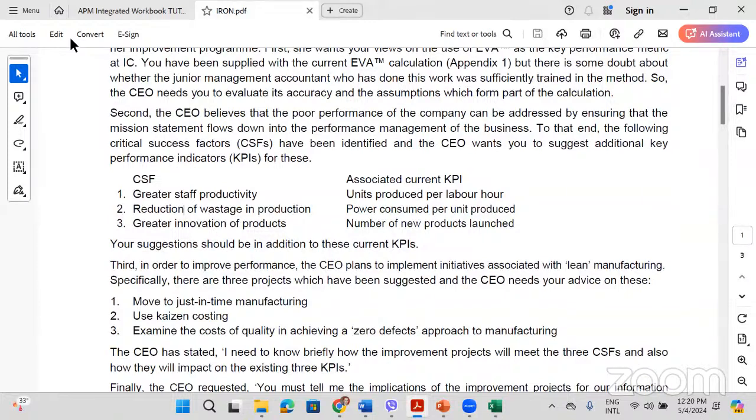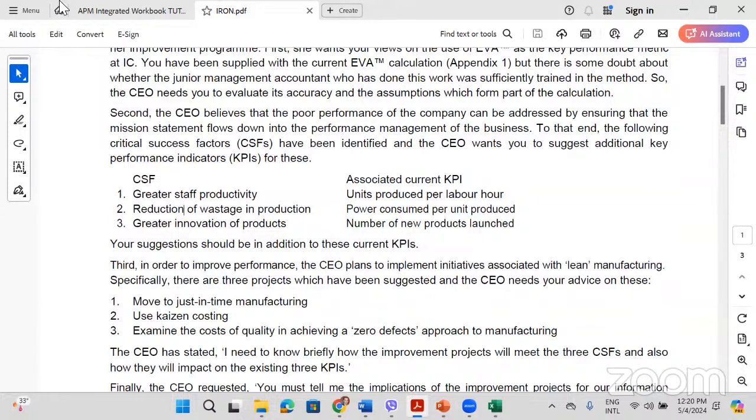Idle time? What type? No, we have to suggest another KPI, right? So for greater staff productivity. Idle time is what?